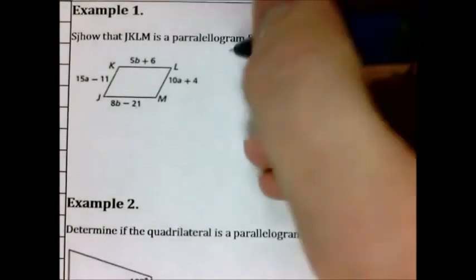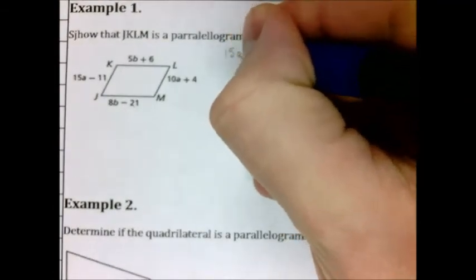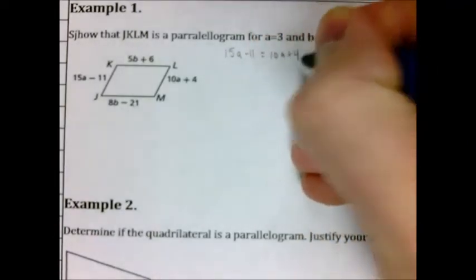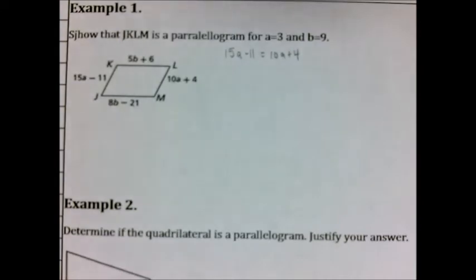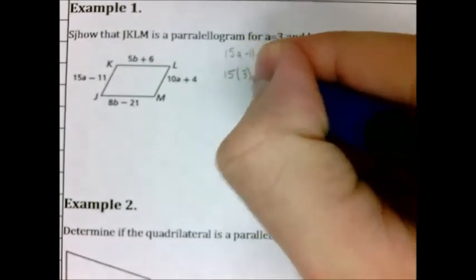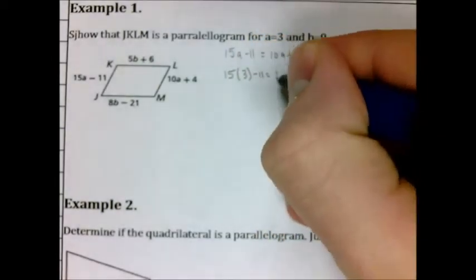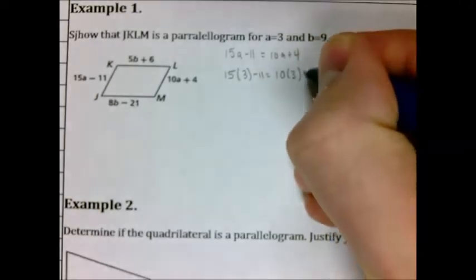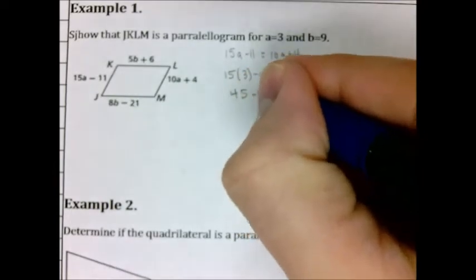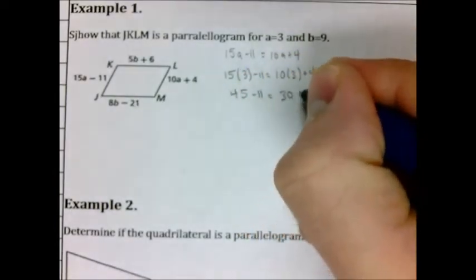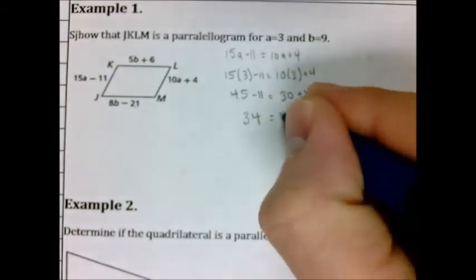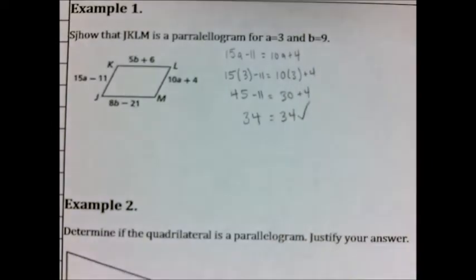So let's start with A here. We've got 15A minus 11 needs to be equal to 10A plus 4. And it gives us that A is already equal to 3. So let's go ahead and plug in 3 for A. So 15 times 3 minus 11 needs to be equal to 10 times 3 plus 4. And 15 times 3 is 45, minus 11, is equal to 30 plus 4. 45 minus 11 is 34, and 30 plus 4 is also 34. So that side checks out.